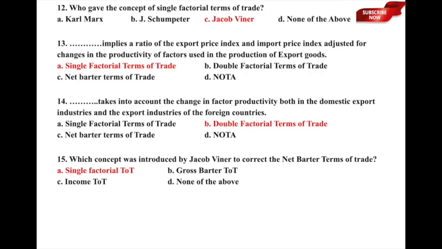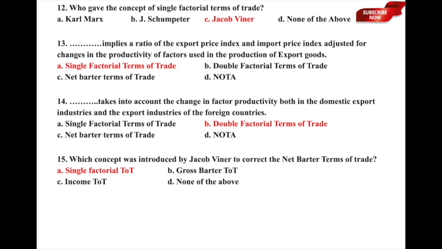The question is, who gave the concept of single factorial terms of trade? Whether it was A, Karl Marx, B, Joseph Schumpeter, C, Jacob Viner, or D, none of the above. So, here the correct answer is the concept of single factorial terms of trade was given by Jacob Viner, and option C is the correct answer to question number 12. I hope that is clear.